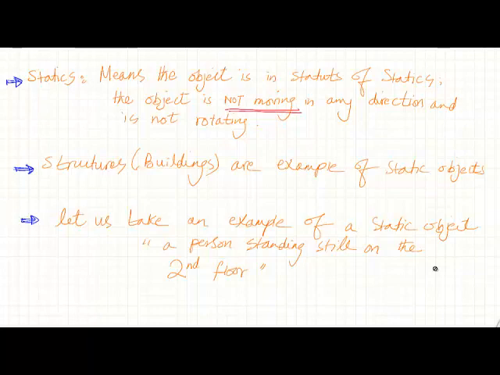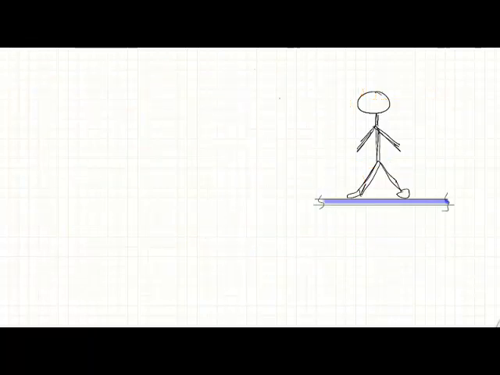That is the case with structures or buildings. They are not mobile objects. So if you would like to take an object case and apply these rules to it, let that object be a person standing on the second floor of a building. So here's the case of a person standing on the second floor of a building, standing still, not moving.